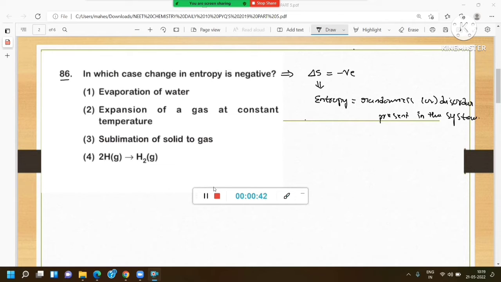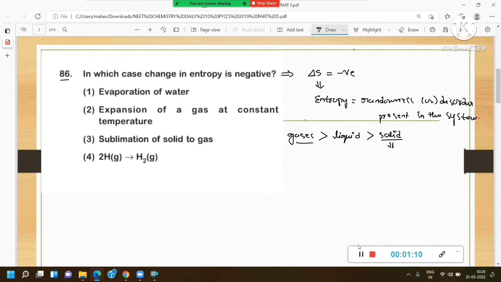We know that gases have higher entropy than liquids. Liquids have higher entropy than solids. Solids have the low entropy value. Why? Because they are arranged in a close packed structure. Gases have the highest entropy value. Why? Because there is an increase in randomness or disorder in the system.